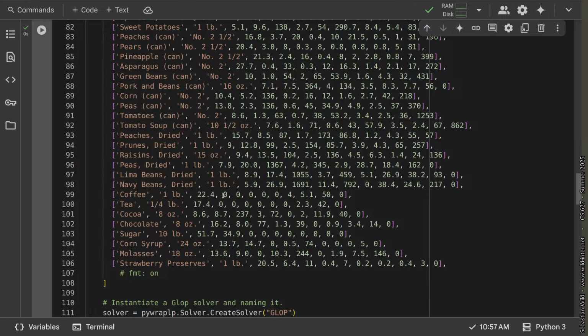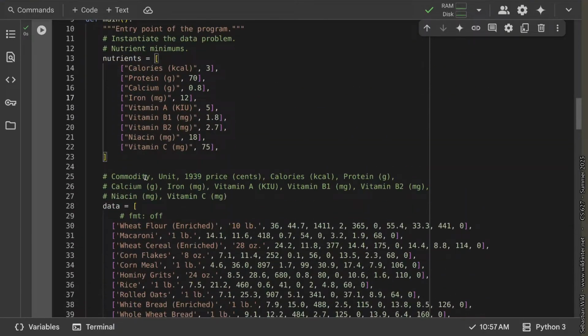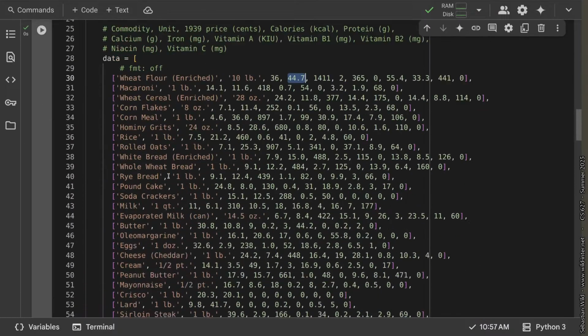Pardon? Which column is the price? Good question. 1939 prices in cents is the third column. So this one, okay, 10 pounds of wheat flour costs 44 cents. Wow.